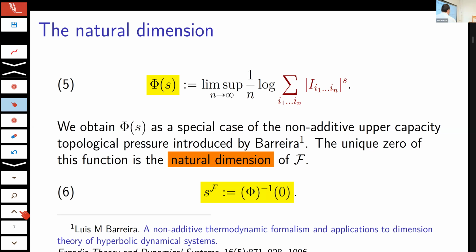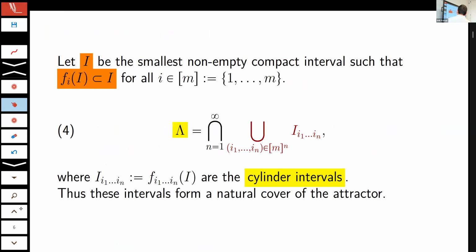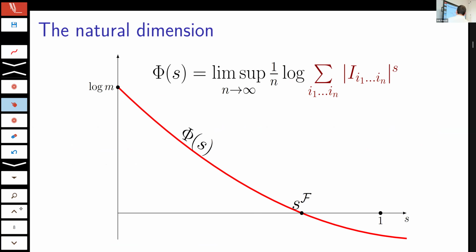This is the s_F that already appeared in my formula in the main theorem. So this pressure function is strictly decreasing. It's positive at 0, and it goes to minus infinity. That's how we know that it has a unique root, with which we can define the dimension, and this number uniquely exists.